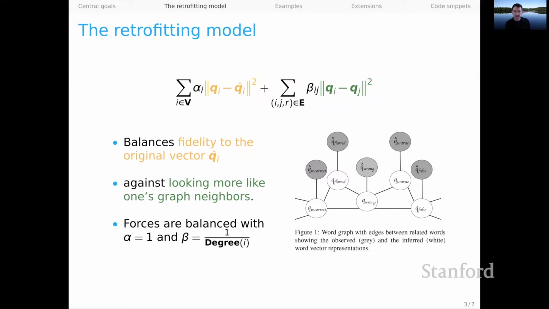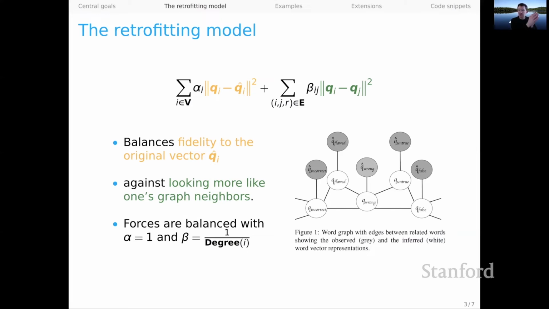That pressure is balanced against the pressure on the right, which is saying, make representations that look more like the neighbors for the current node in the knowledge graph, which is defined by this set of relations E. So two opposing pressures. On the one hand, we're saying be faithful to the original. On the other hand, we're saying look more like your neighbors in the knowledge graph. If we set alpha to 1 and beta to 1 over the out degree for the node that we're targeting, then we have basically balanced these two pressures.